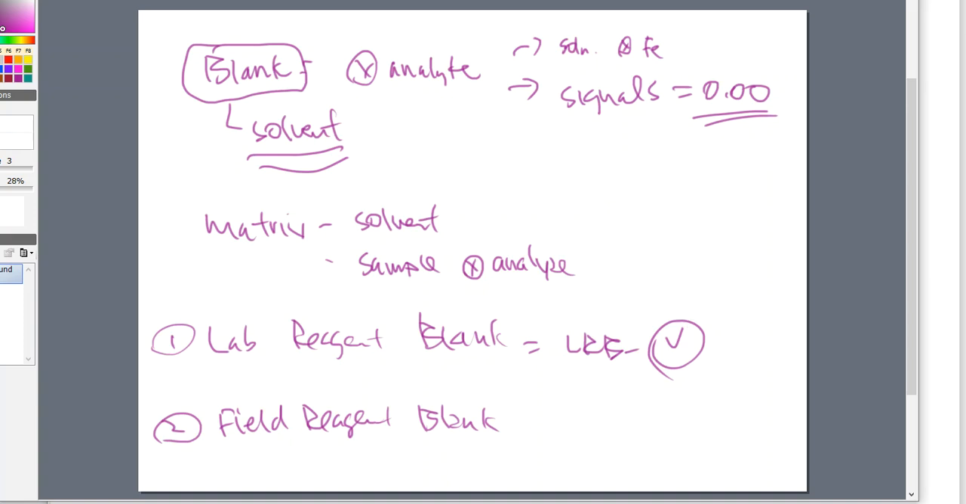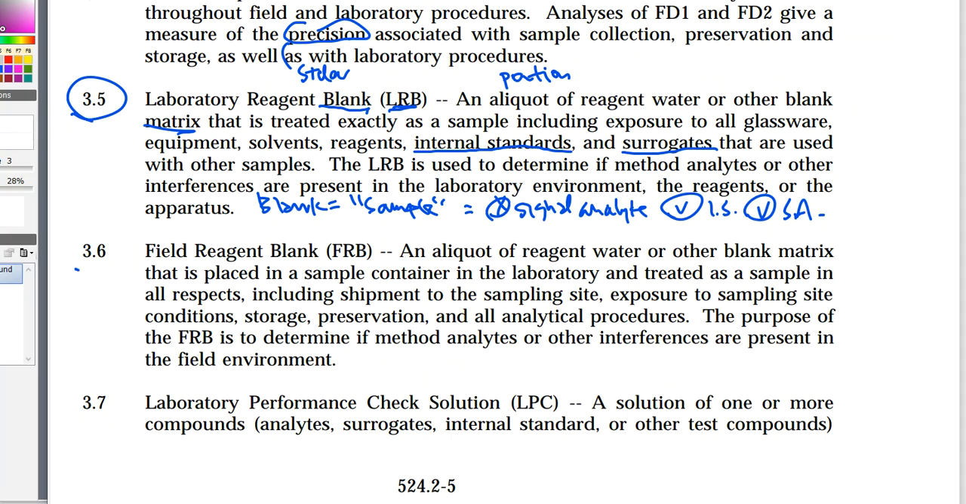Next up are field reagent blanks. You can probably imagine what that abbreviation is going to be. So 3.6 is a field reagent blank. So FRB is what that one's going to be. Just like before with lab duplicate and field duplicate, these are both blanks that are taking place in different areas of the processing of a sample.